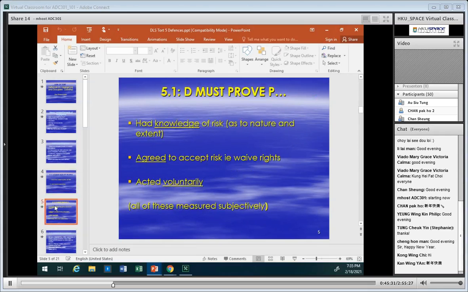So what must the defendant prove in order to succeed in proving Volenti? He must prove that the plaintiff had knowledge of the risk, and two aspects to that: knowledge of the nature of the risk and the extent of the risk, and then had agreed to accept the risk. That is, waive his rights. Waive means to give up or forfeit your rights, and indeed had acted voluntarily.